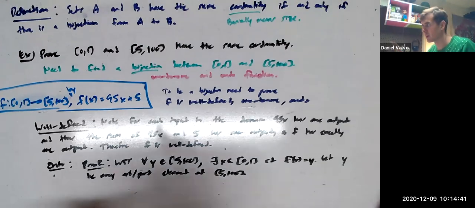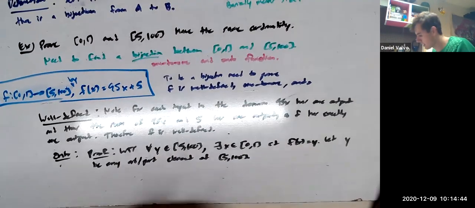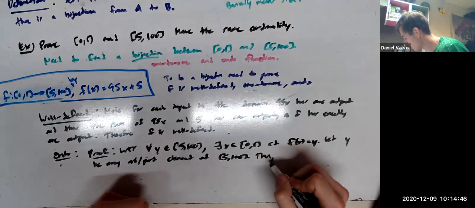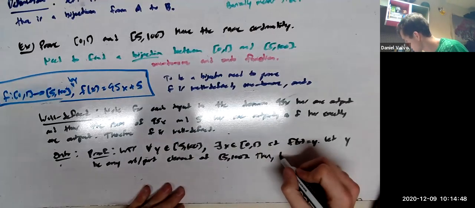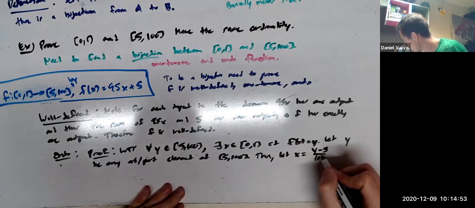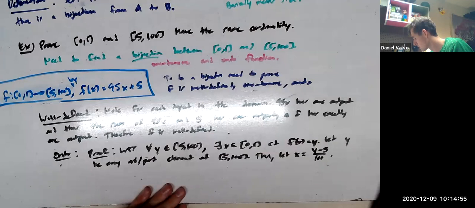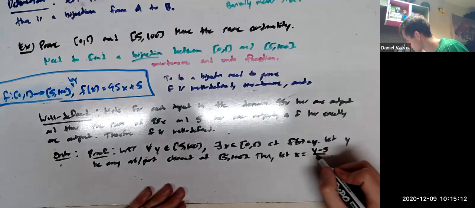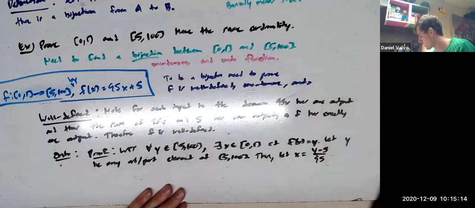And like you can't see what I'm doing. Hold on here. Here we go. And then, like we showed in our little green aside, let x equal y minus 5 over 100. Is that what I want? No. Y minus 5 over 95. That's what we said in the thing before. There we go. Y minus 5 over 95.